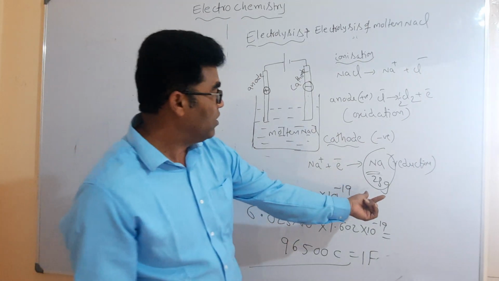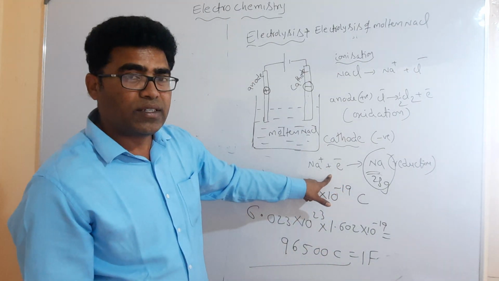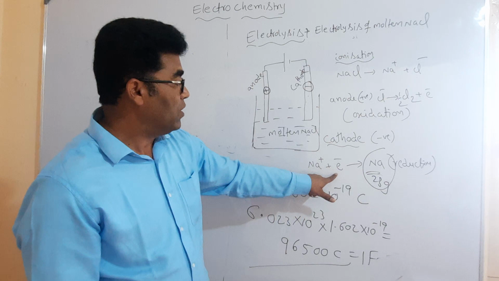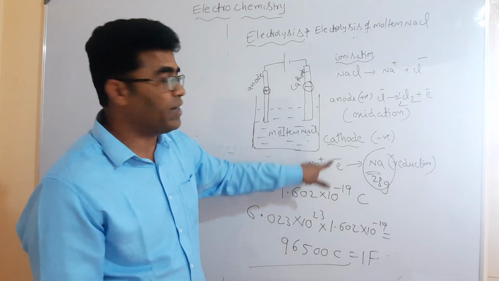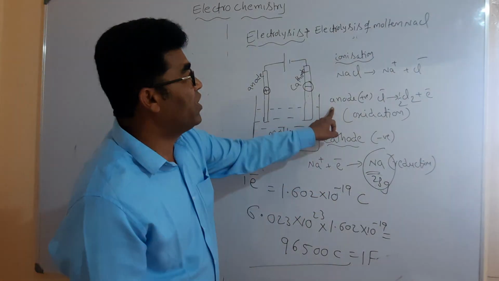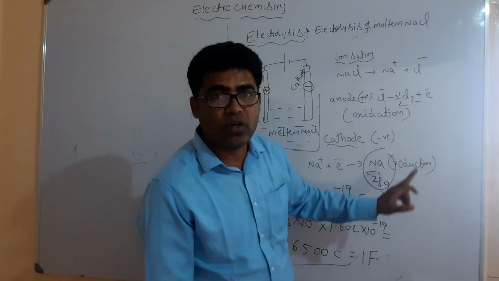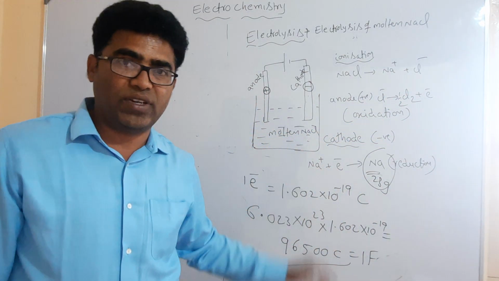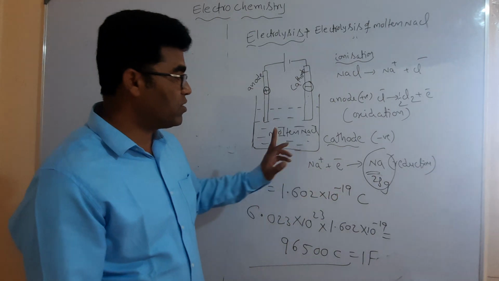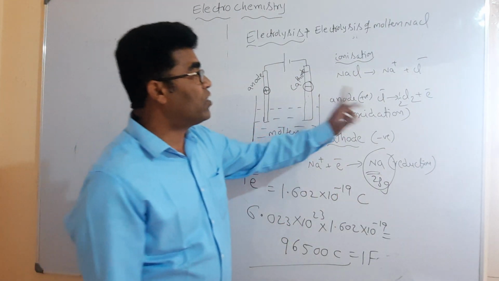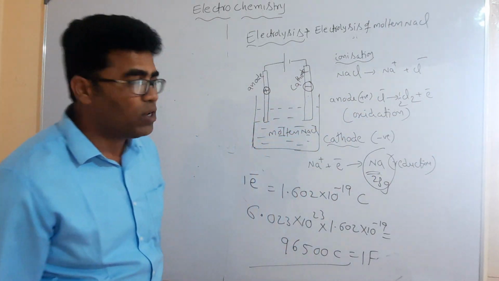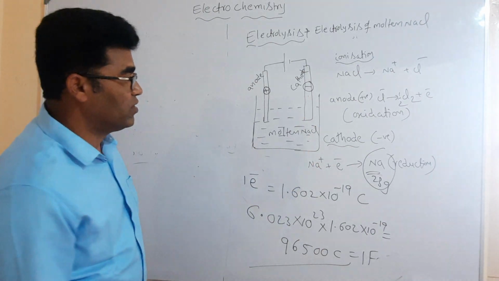So the electricity at either cathode or anode is the same. That means electricity is nothing but electrons. That means the number of electrons gained at the cathode is equal to the number of electrons lost at the anode. Like that you have to write equations.